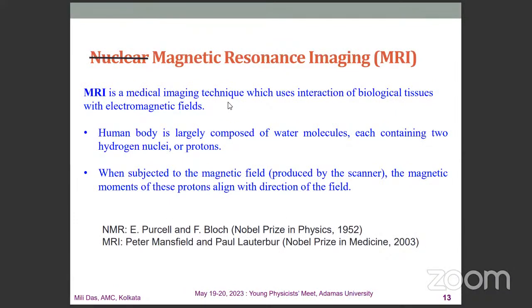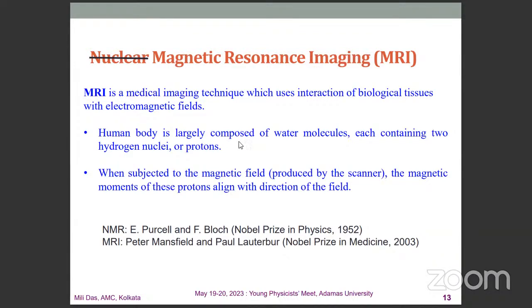Now, the last thing is MRI, or magnetic resonance imaging. Here, it is a medical imaging technique. At first, the name was nuclear magnetic resonance (NMR). They were the recipients of the Nobel Prize in Physics in 1952, and later the 2003 Nobel Prize in Medicine. Peter Mansfield and Paul Lauterbur got the Nobel Prize for MRI. The term nuclear actually creates some phobia, so later we removed this term, and MRI is the common name. So this medical imaging is done.